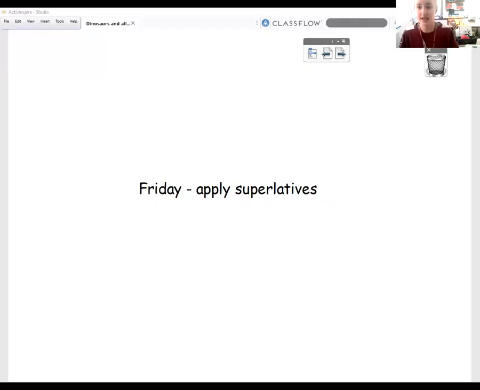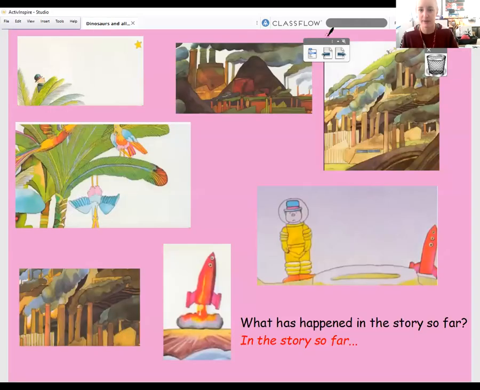So let's start our English lesson and have a think about what we've been learning this week. So we've started looking at our new story, Dinosaurs and All That Rubbish, and I just want us to spend a couple of seconds thinking about what has happened in the story so far. So have a little recap. What has already happened in the story?